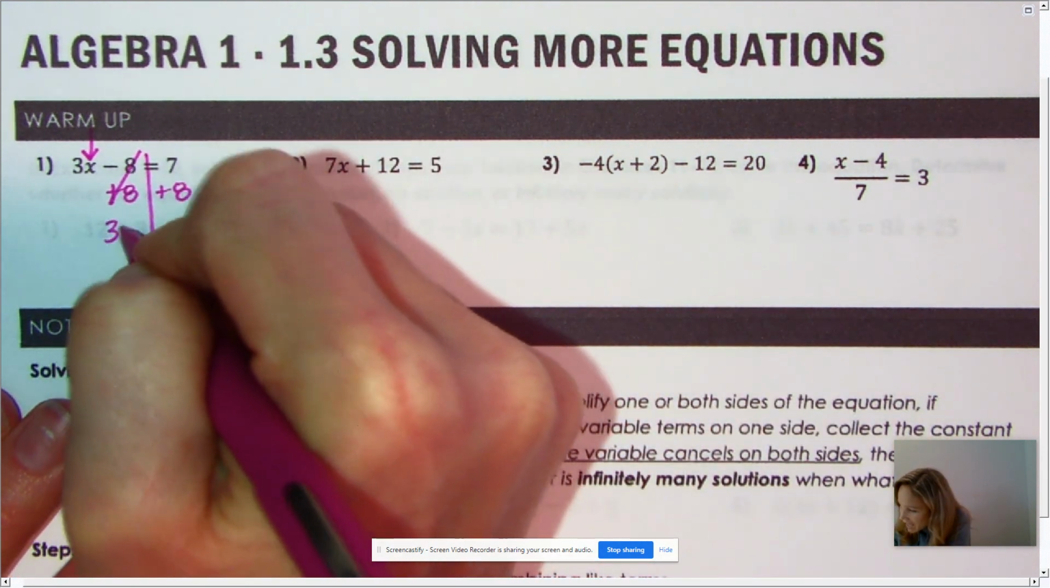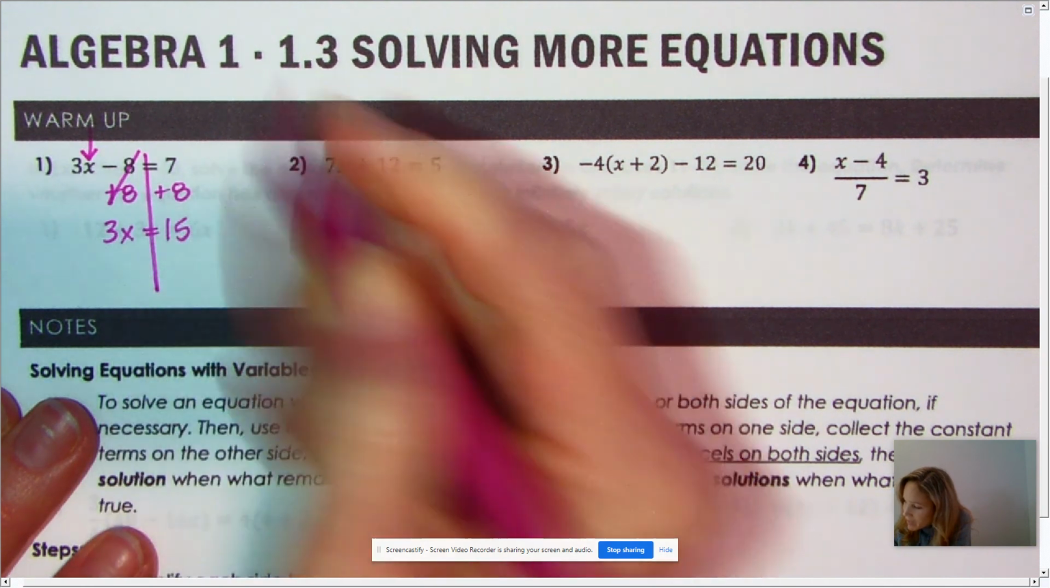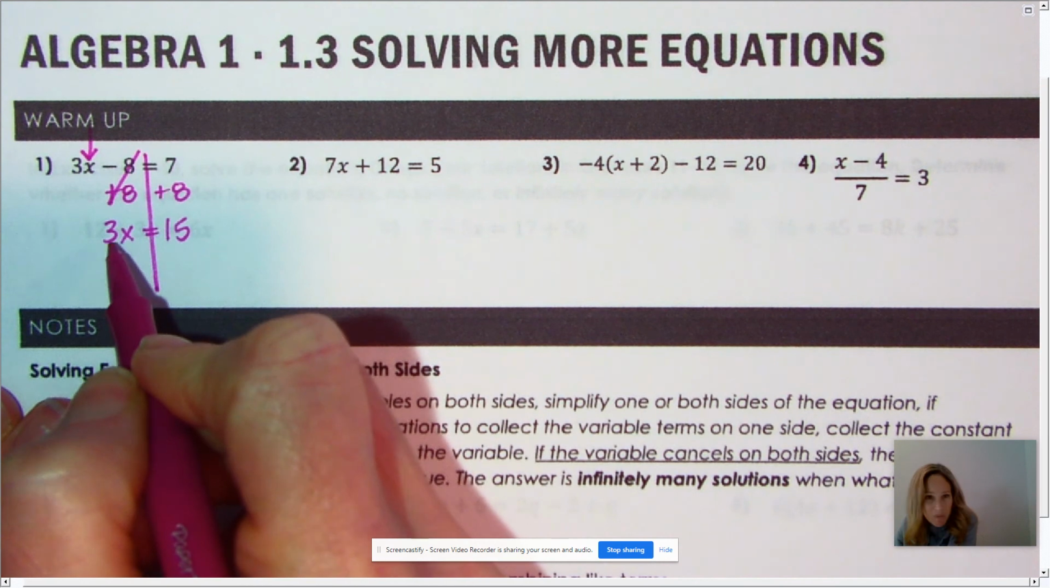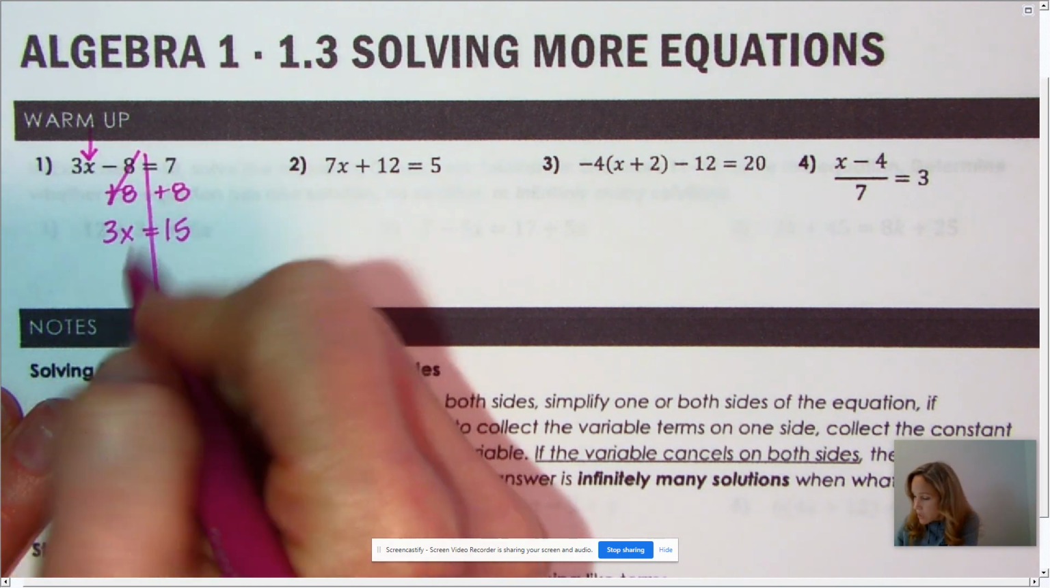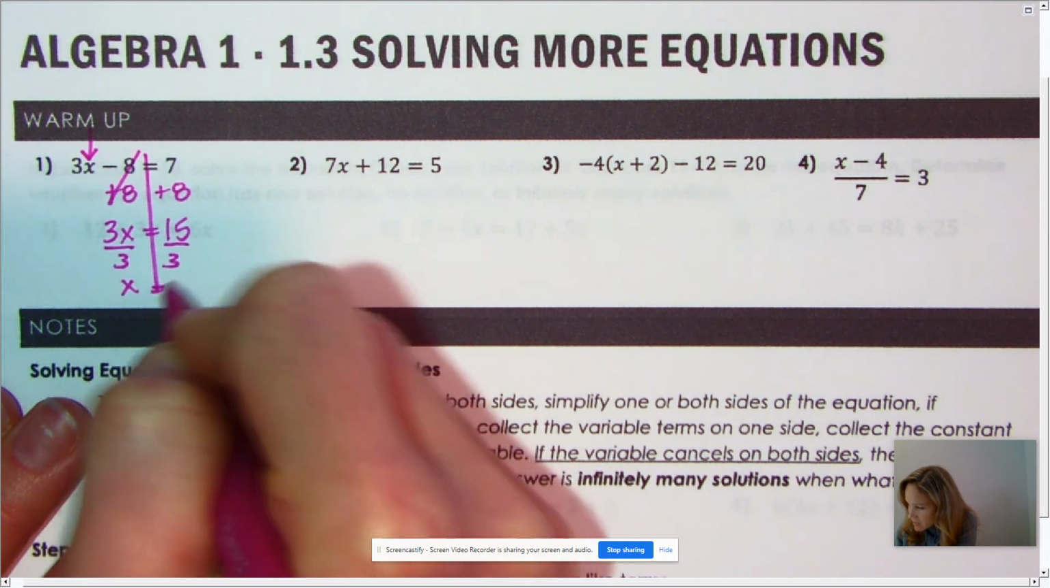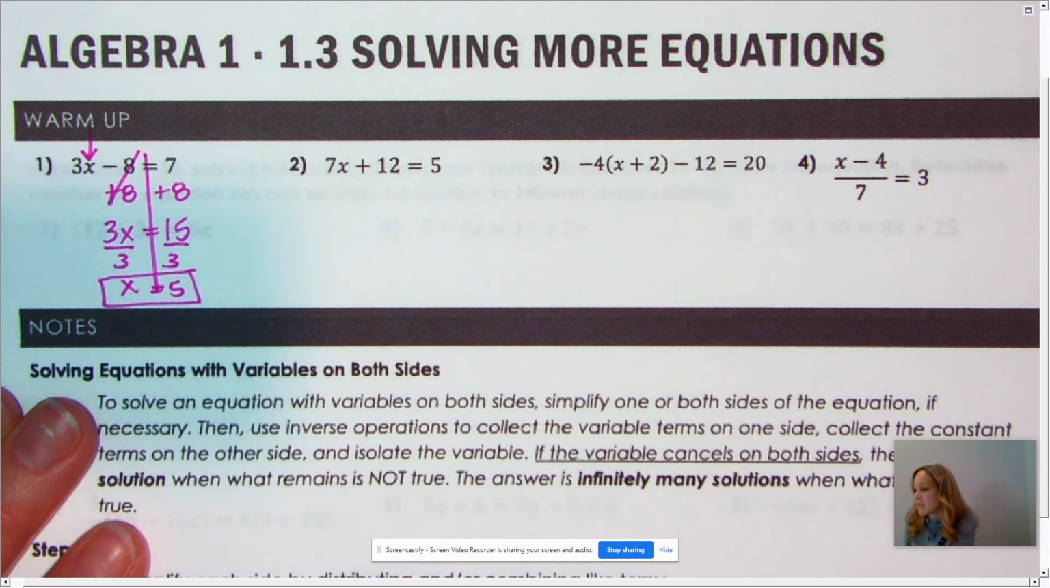So we have 3x is equal to 15. And then anytime a letter and a number are touching, it means multiplication. So the inverse operation on that would be division. So I'm going to divide by 3 on both sides. So I get x is equal to 5, and that is my final answer.